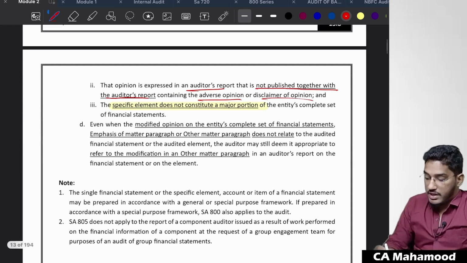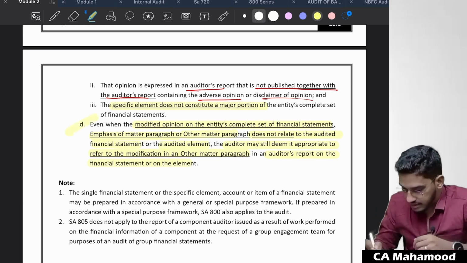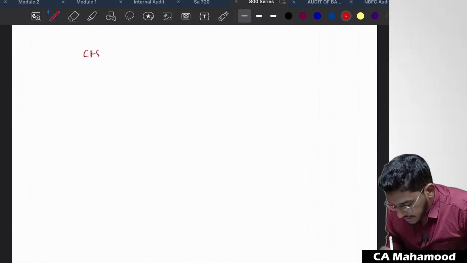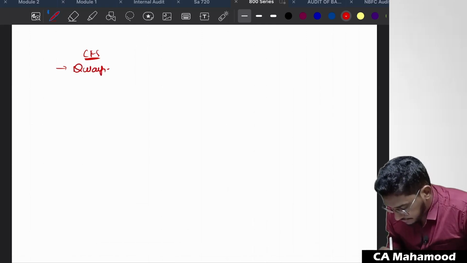What else do they say? Even when there is a modified opinion on the entity's complete set of financial statements, if an emphasis of matter or other matter paragraph does not relate to the audited financial statement or the audited element, the auditor may still deem it appropriate to refer to the modification in the other matter paragraph in an auditor's report on the financial statements or on the element. See, what they are trying to say here is, take for example, complete financial statements are there. In the complete financial statements, the auditor has given a modified opinion. Take for example, a qualified opinion. He has just given a qualified opinion.